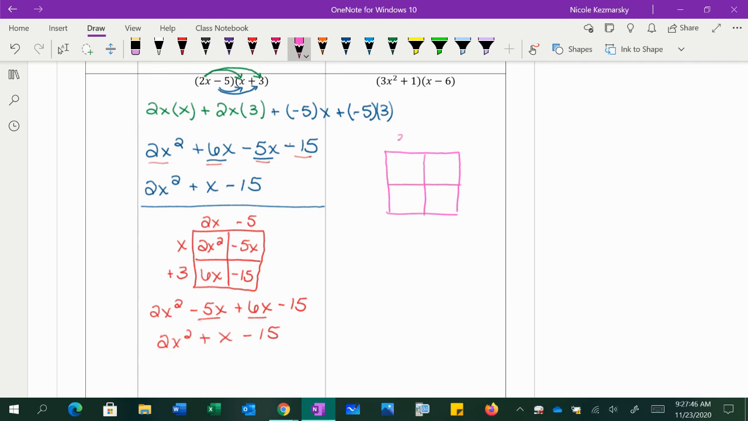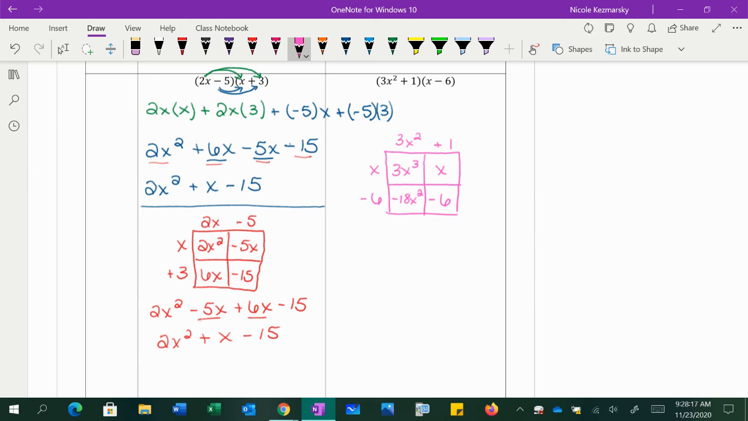So I'm going to put the first binomial, 3x squared plus 1 up top. The second, x minus 6 along the side, keeping the negative sign with the 6. And I'm going to multiply. 3x squared times x is 3x cubed. X times 1 is x. Negative 6 times 3x squared is negative 18x squared. And then negative 6 times 1 is negative 6.